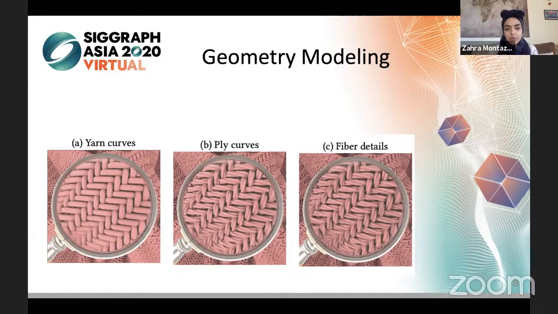And then in second, we have the B, which is the ply curves. So that's the middle ground. And then C is adding the fiber details. So all the fibers would show up on the surface of the ply.